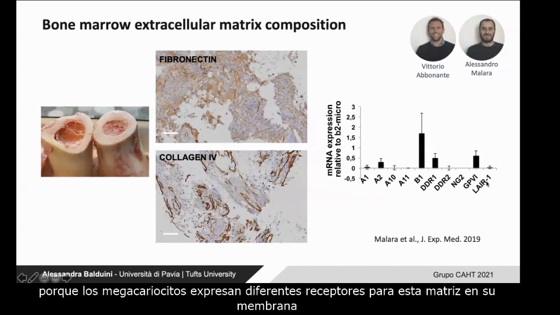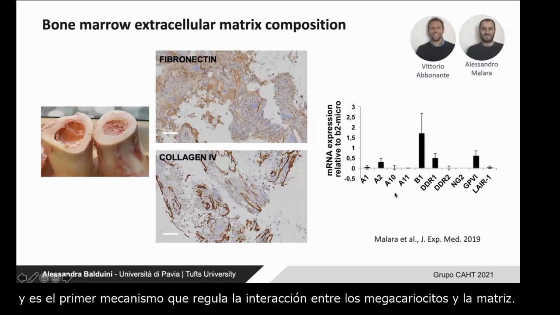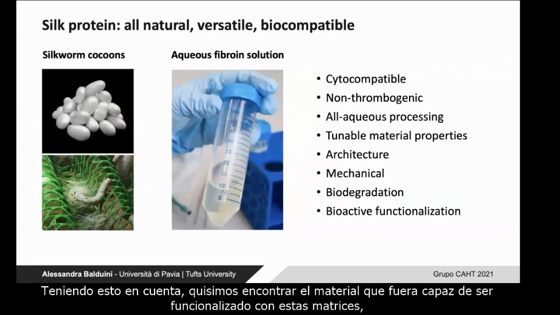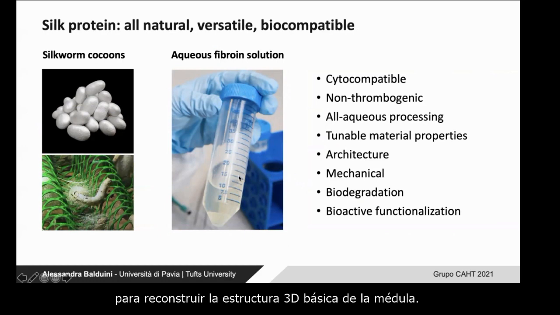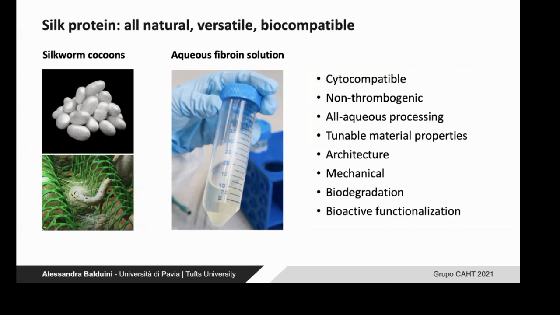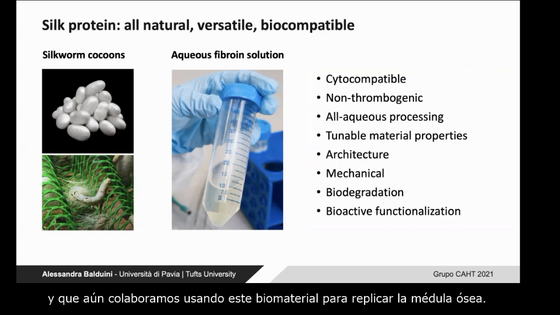Megakaryocytes do express different receptors for these matrices on their membrane, and this is the first mechanism that regulates the interaction between megakaryocytes and matrices. Keeping this in mind, we wanted to find a material that could be functionalized with these matrices to reconstruct the basic 3D structure of the bone marrow. So we chose silk from silk cocoons, and this comes from a collaboration that I started with David Kaplan a long time ago, 15 years ago. We started collaborating together, and we are still collaborating in using this biomaterial to replicate bone marrow.